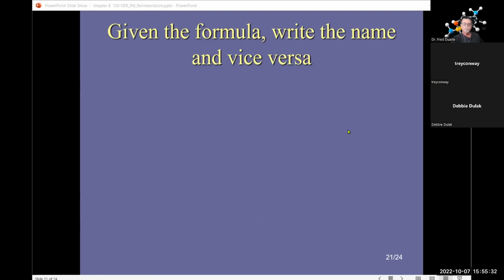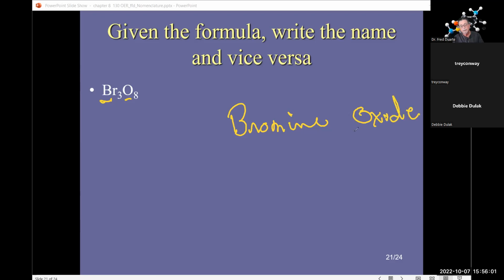Okay, so given the formula, write the name and vice versa. So we have here Br3O8. All right, so given the formula, we're going to write the name. So you write the base name first. We got bromine. Notice it's not bromide. It's written first, so it is bromine. Okay. And then an oxide to denote the base name. So it's bromine. So we go tribromine oxide. Okay, because there's 8 of them.